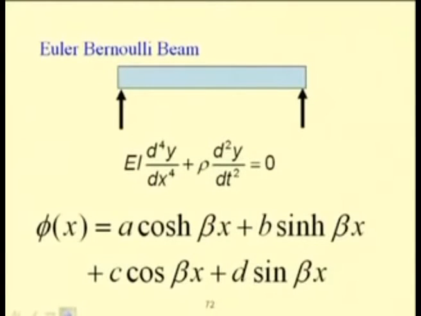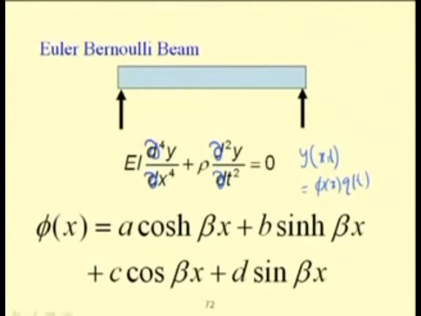Similarly, for a beam in pure bending, one can use the Euler-Bernoulli beam equation. In that case the equation can be written in this form: E I del fourth y by del x fourth plus rho del square y by del t square equal to 0, which is a partial differential equation because y is a function of both x and t. Now, substituting y x t equal to phi x and q t, where phi is the mode shape and q is the time modulation.